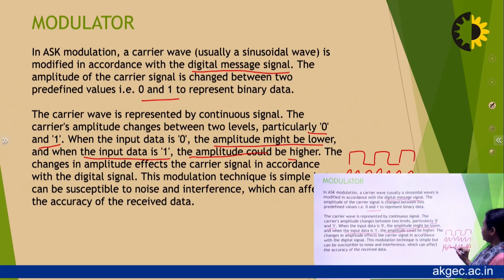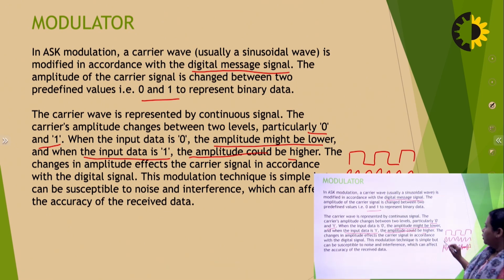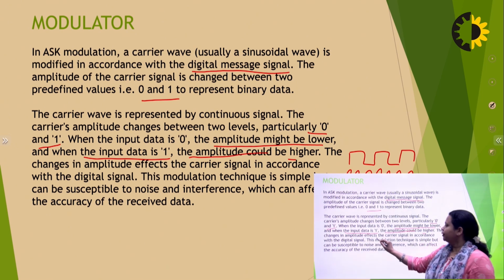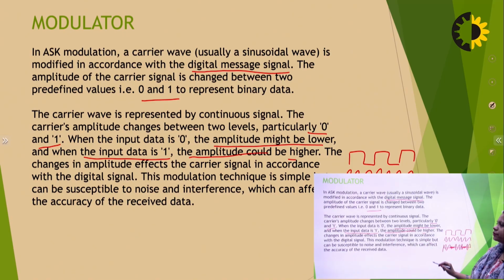Right, but they are also in 0, and you will get to see some amplitude. That amplitude is very small in size. You must have seen in your labs that you are getting some amplitude, so that you can also see. But in general, we consider that for the 0, there is no amplitude. The changes in amplitude affect the carrier signal in accordance with the digital signal.